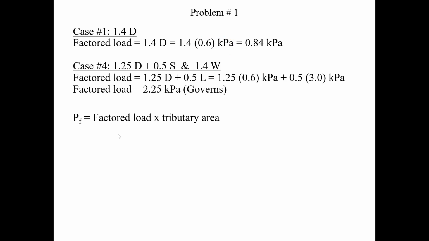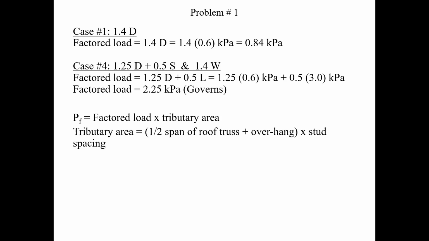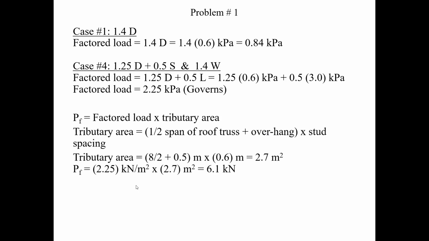And now, of course, guys, this to me is just a common sense equation. Whenever you want to calculate your PF for any member that's in compression, your PF is always your factored load multiplied by the tributary area that member is carrying. You take that area, multiply by your factored load, and you're going to get your PF, in other words, your factored axial force that the member has to carry. In this case it's exactly like before: half the roof truss plus the overhang plus the stud spacing, and of course the same area. I'm just repeating it here because I cut and pasted this. It's not that I retyped it.